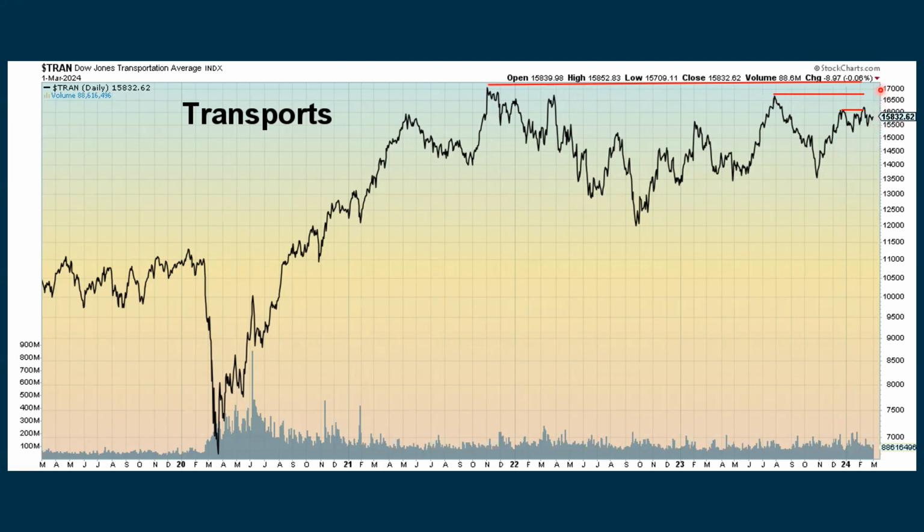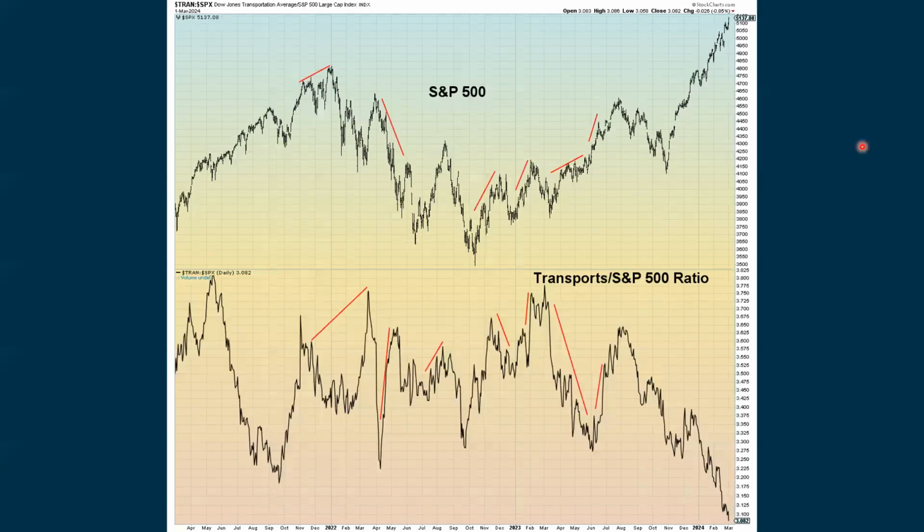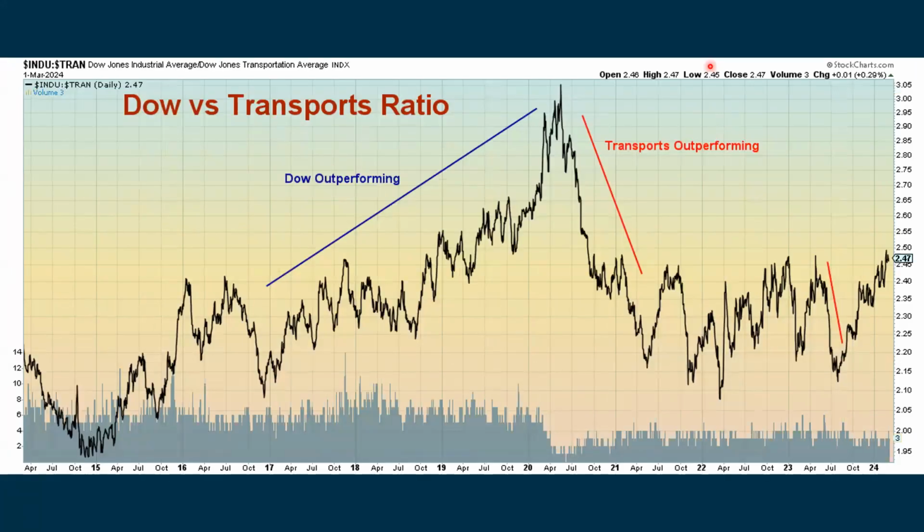And I've been saying that over and over now. The market's still continuing to go up, but the transports are not participating. So this is one of the warning signs that we want to be aware of. And then this is a ratio between the transports and the S&P 500. And this is really going down, showing how the transports are underperforming as the S&P has really been going higher. This is a ratio between the Dow and the transports. When this is going up, that means the Dow is outperforming, and that's pretty much what's been happening.